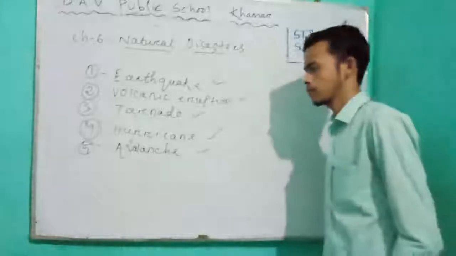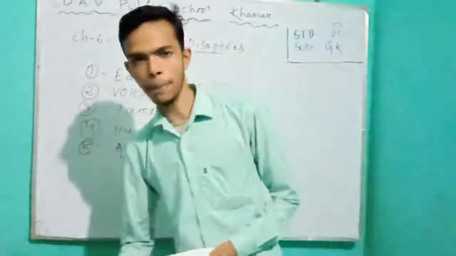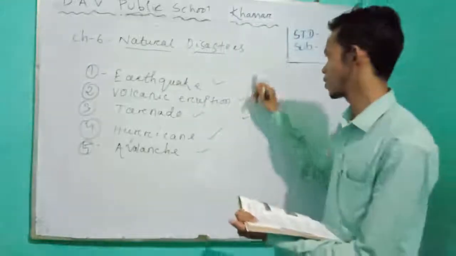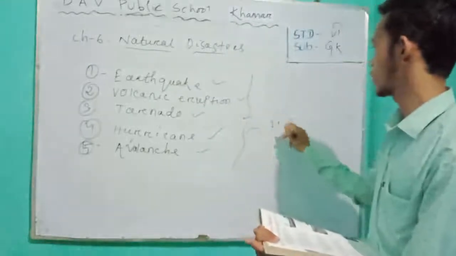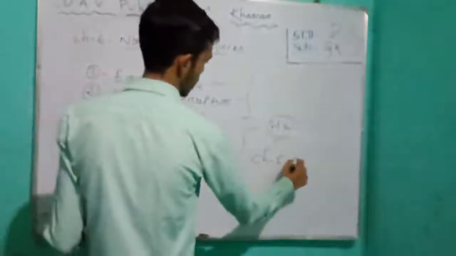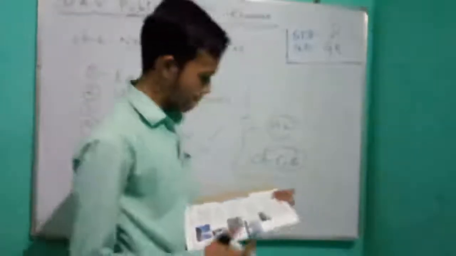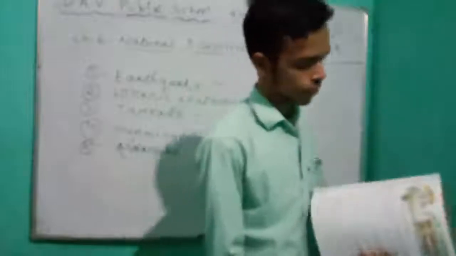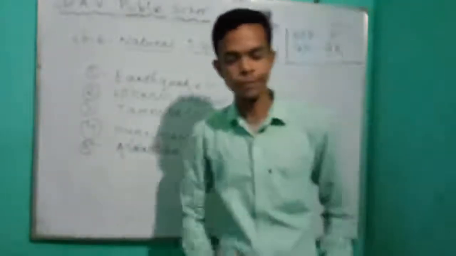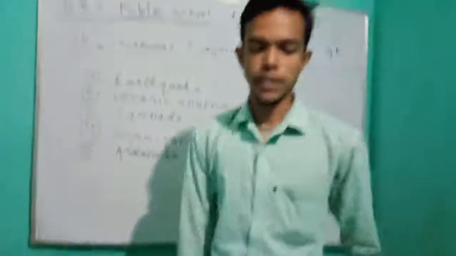So that is the question and answers of your chapters 5 and 6 completed. Note down your homework in your copy: write both chapter 5 and 6 in your copy and show me. You will deposit it in school and I will check it. Next class we will discuss chapter 7. So till now, your chapters 5 and 6 are completed.